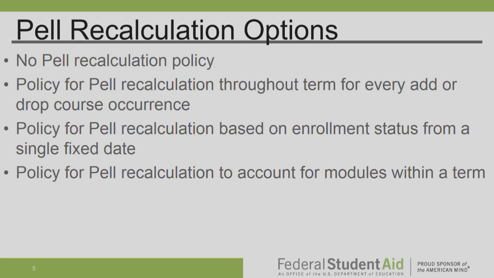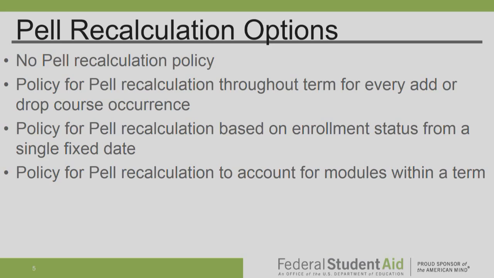You can also have a policy where a Pell recalculation occurs throughout the entire term every time a student adds or drops a class. Now, there are some schools who are under the false impression that that's what happens when I don't have a Pell recalculation policy, and that's not true either. You actually have to have a policy in place that says that's exactly what you're going to do, and have fun with that, okay?